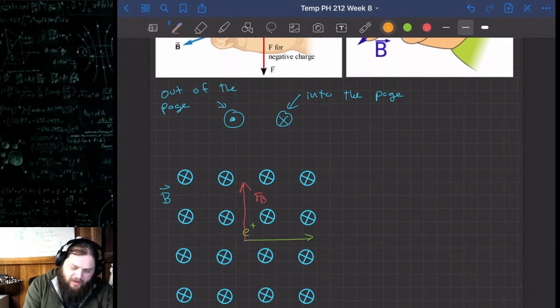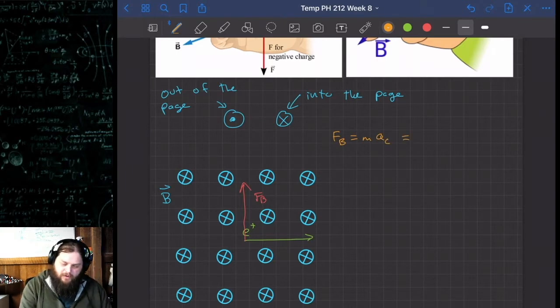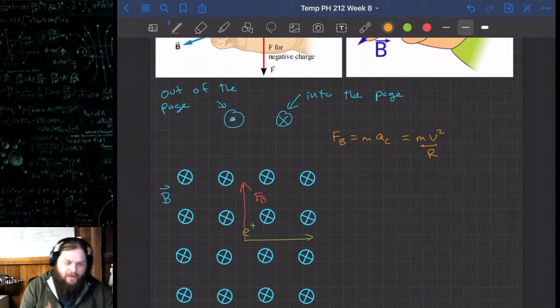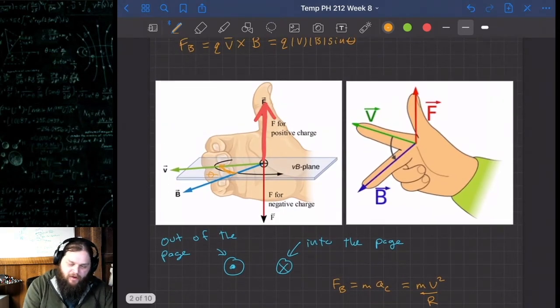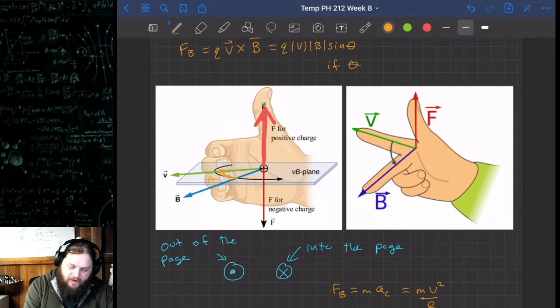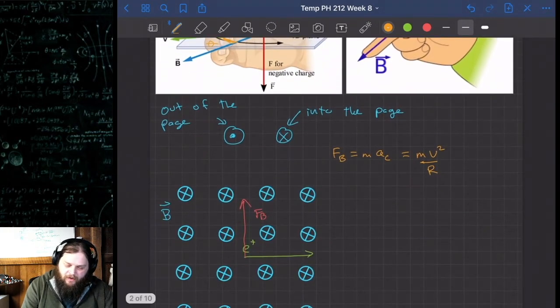So we can also say here, force magnetic is equal to, as we know, the mass times the centrifugal acceleration, which is equal to mv squared over r, r being the radius at which it ends up spinning and making a circle. If we set these forces equal to each other, assuming that the magnetic field and the velocity vector are 90 degrees, so theta is equal to 90 degrees, sine of theta is equal to 1, right? That simplifies our equation, so it's just QVB. Doing that, I can set QVB equal to mv squared over r.